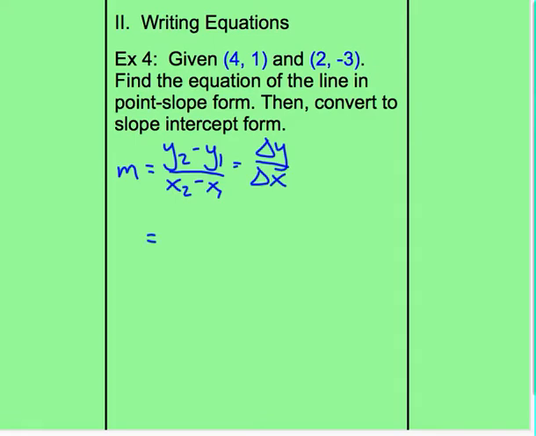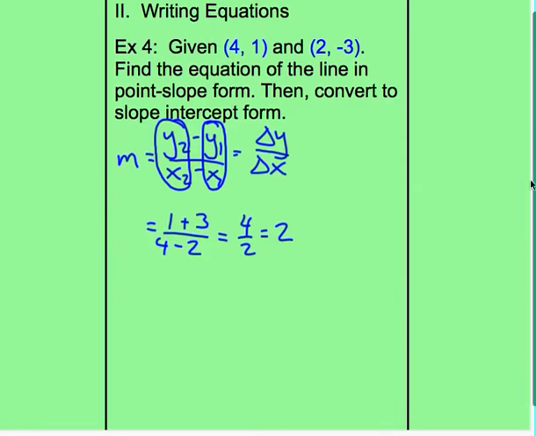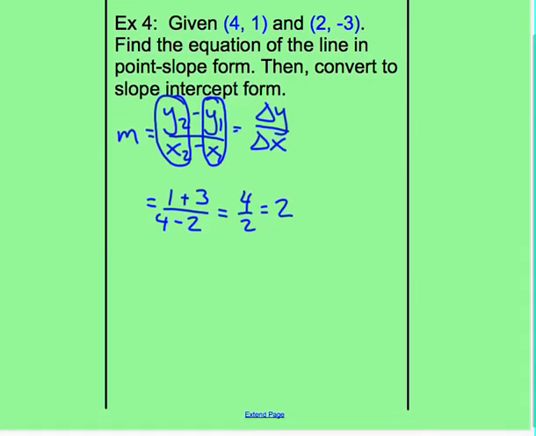In this case, with the slope formula, it does not matter which point you call y2 and x2. What matters is that these two are from the same ordered pair, and these are from the same ordered pair. If you flip them around, then you'll get the wrong sign on your slope. So I'm going to start with 4, 1 being my x2, y2. So I'm going to do 1 minus negative 3 over 4 minus 2, and we'll get 4 over 2 or 2.